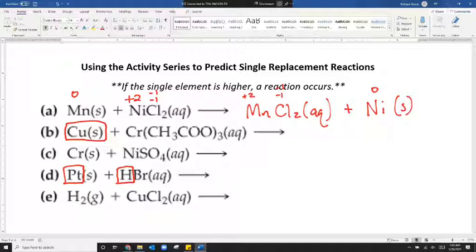All right, which one's higher on the activity series, Pt or H? H, we're finding H is kind of in the middle. Pt's really, really down pretty low. So if the single element, which is Pt, is lower, Broadfoot, what did we say happens here when the single element is lower? No reaction, yeah, so we'll just say NR there.